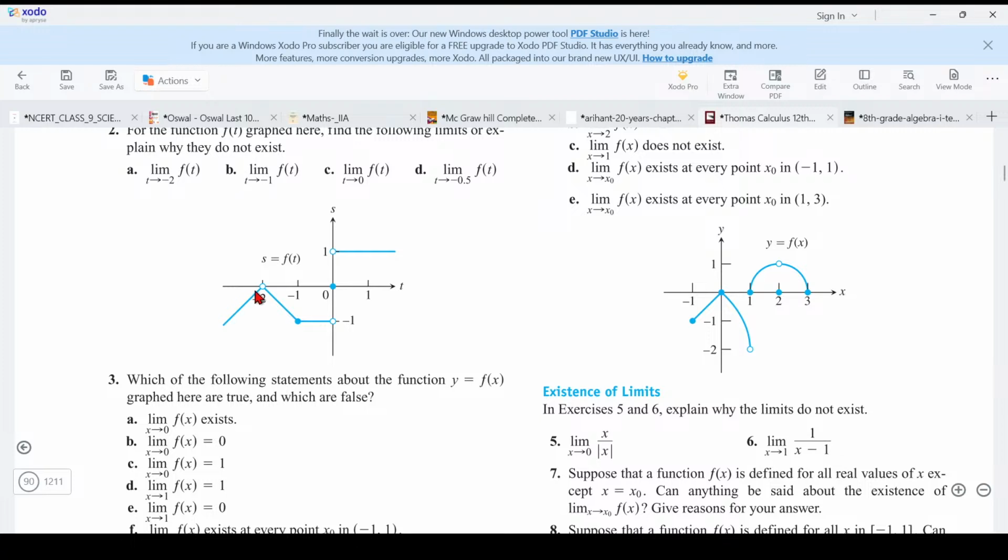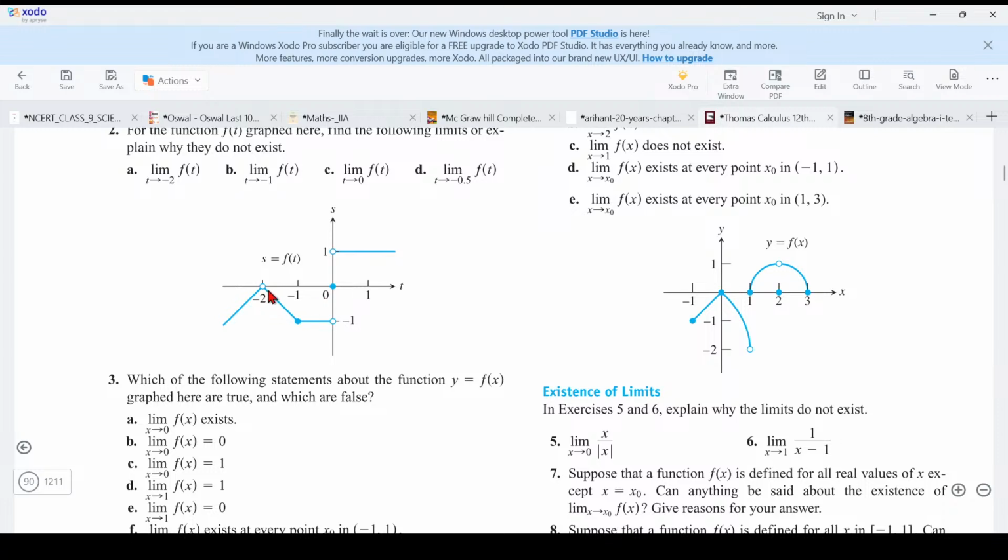What is f of minus 2.1? F of minus 2.1 is equal to minus 2? No, it's not minus 2. It is some 0 point something, minus 0 point something. What is that value? 0, slightly lesser than 0, no? Yes, sir. F of minus 2.1, f of minus 2.01, that is also slightly lesser than 0, right? Yes, sir. Okay.